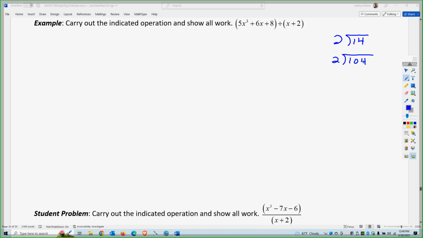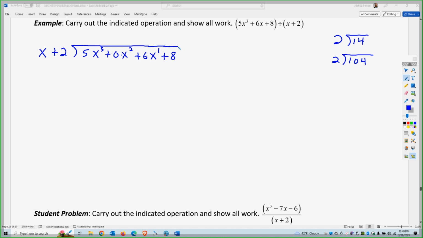So let's take this equivalent algebra one. x plus 2 is being divided into the polynomial, which is 5x to the third plus 0x squared plus 6x to the first plus 8. Okay, so that 0x to the second power just gives me a 0. That's acting as a placeholder value because I need everything to line up. So it goes 3, 2, 1, 0 as far as the x terms go.